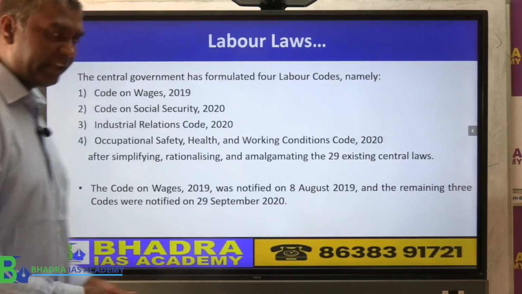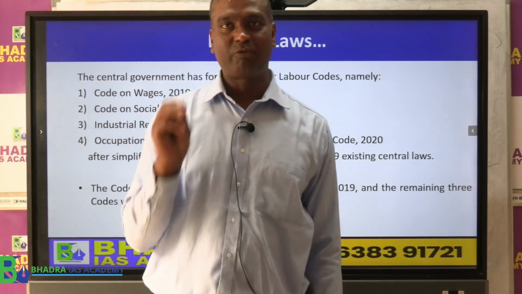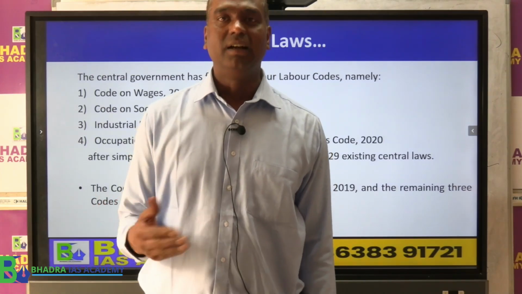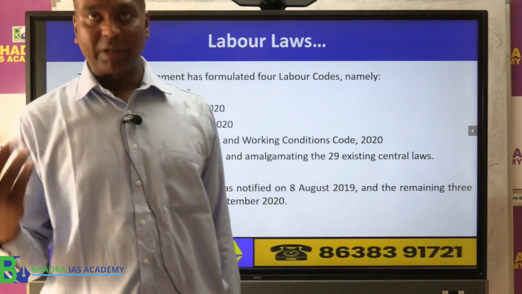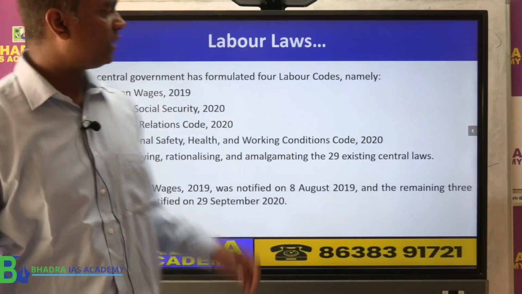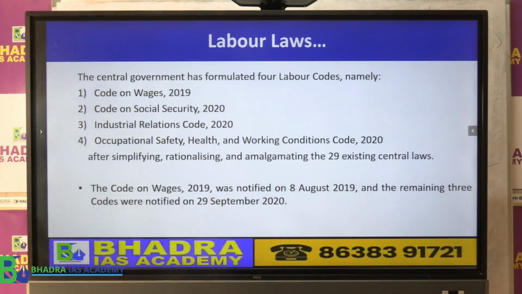Now talking about labor, the government has mentioned 4 labor laws for the welfare of the laborers, which they have notified in India. From a prelims point of view, this can be asked. So I'm mentioning these 4 laws announced by the government. First one is called the Code on Wages. Second one is the Code on Social Security, which I also discussed in class. Third is the Industrial Relations Code. And the fourth one is the Occupational Safety, Health and Working Conditions Code 2020.